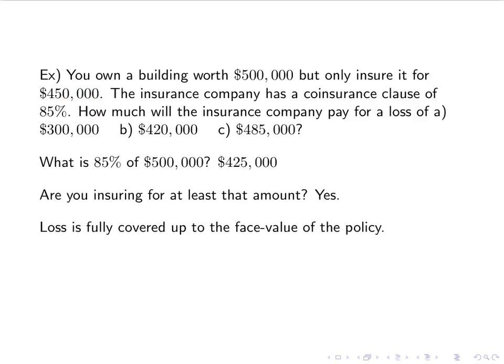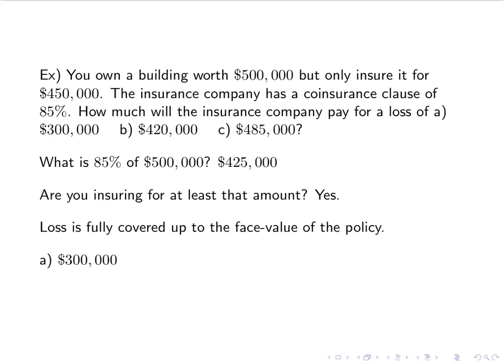So this means that it is in the first part of that co-insurance clause. I am insuring for at least that amount, so the insurance company will fully cover any loss up to the face value of the policy. So when it comes to answering A, B, and C, all I have to do is figure out which number is smaller, the loss or the face value of the policy. For A, $300,000 versus $450,000. Which one is smaller?